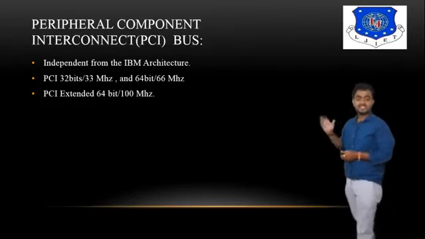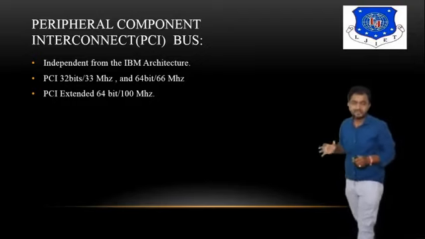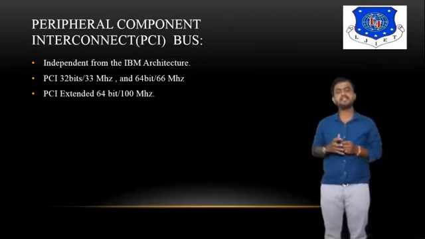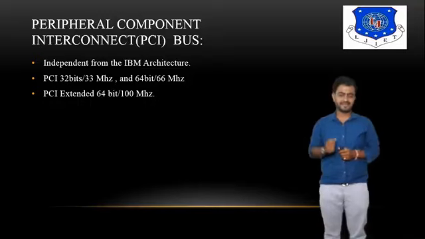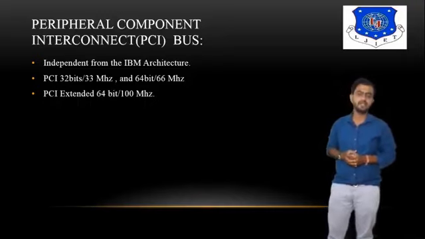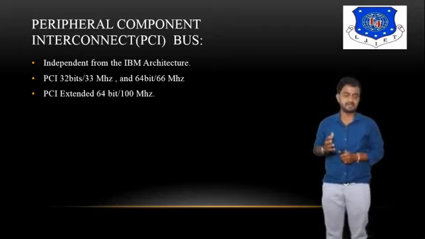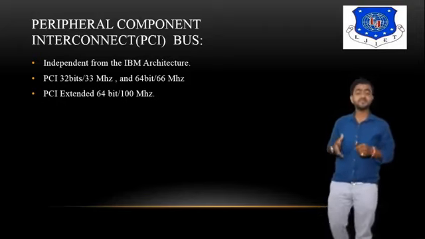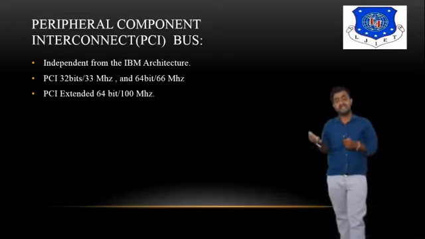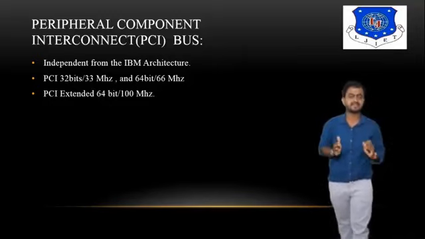Parallel communication also includes the PCI bus, meaning Peripheral Component Interconnect. It is totally independent from IBM. The PCI generally works at a 32 bit rate, 32 megabytes, and also 64 bits at 66 megahertz. PCI extends from 16 bits to 100 megahertz configurable speed. So you can transmit high speed data using the PCI, but the limitation is that you have only a very limited amount of distance.